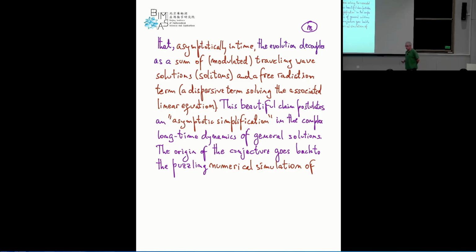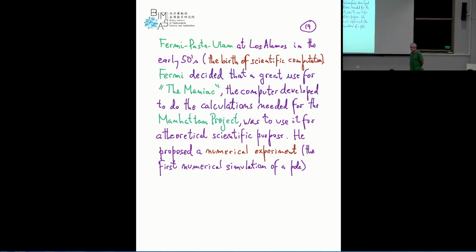So why did people make this conjecture? So this is a nice story. And it goes back to the end of World War II, to a puzzling numerical simulation by Fermi, Pasta, and Ulam at Los Alamos. So this was after they had created the atomic bomb, and they had a big computer, big for those days. I mean, today everything that they could do can be done with a laptop very easily. But anyway, they called it the Maniac, their big computer that did the calculations for the Manhattan Project.